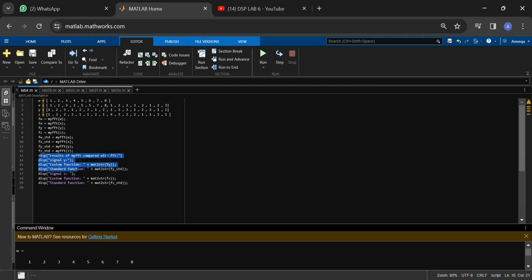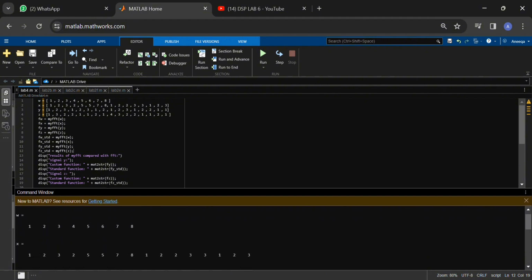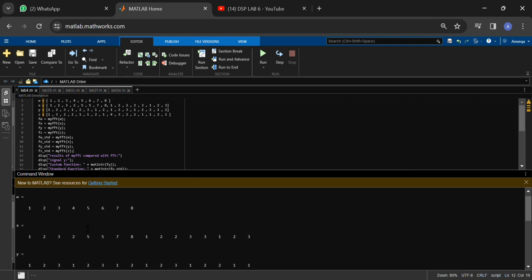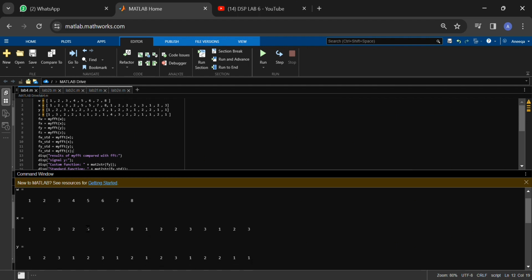Now, when we run our function, the basic output is this. We have our functions that are given to us, and at the end we have compared our signals.